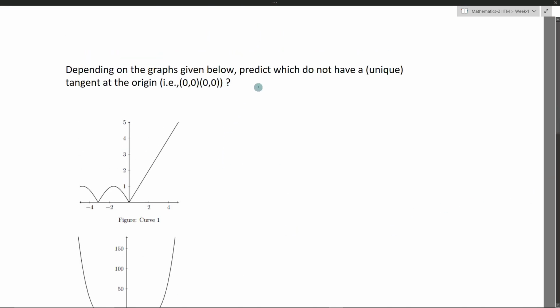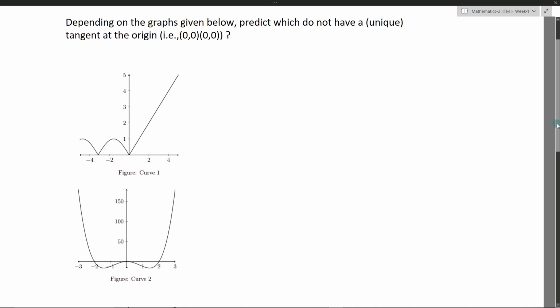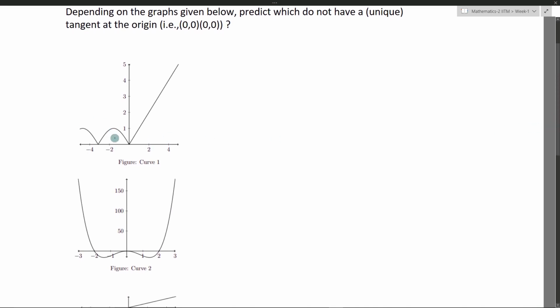Depending on the graphs given below, predict which do not have a unique tangent at the origin. So we have to choose the graph which does not have a unique tangent. So what is happening here? A tangent can be drawn to a graph at a point if there exists a limit over there, correct? If I move from the left hand side as well as from the right hand side, it is converging to a point, right? So at a point, a unique tangent cannot be drawn. A tangent can be drawn in any given direction, but a unique tangent cannot be drawn.